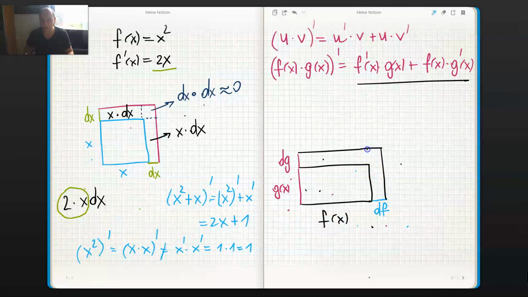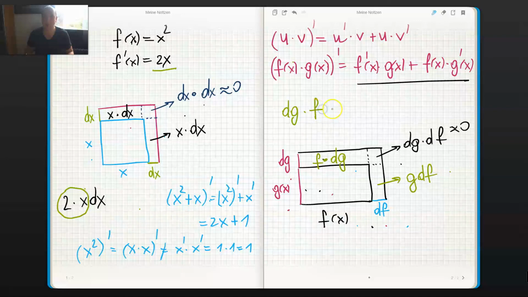And once again, this corner right here is the product of two infinitely small numbers. So this is dg times df. So we assume it is almost zero, so we forget about it. What about this one? Well, this is f times dg. And this one is g times df. So this is the total increase, as you can see. So the derivative is g times the derivative of f plus f times the derivative of g. This is the product rule.